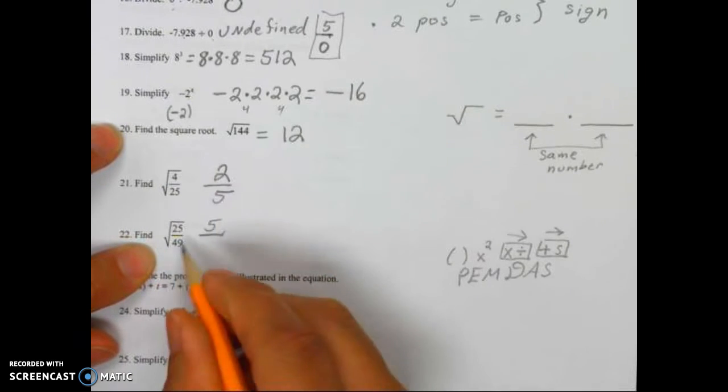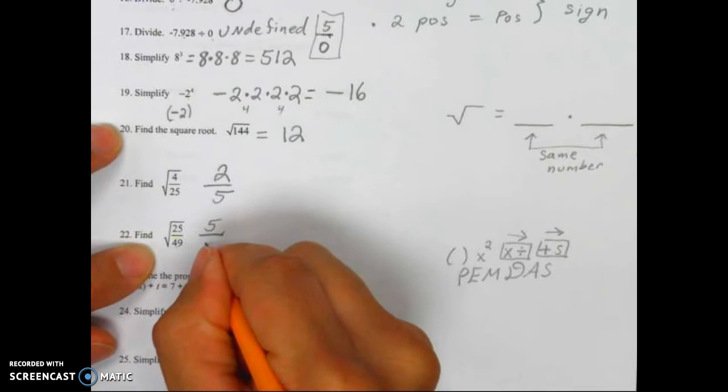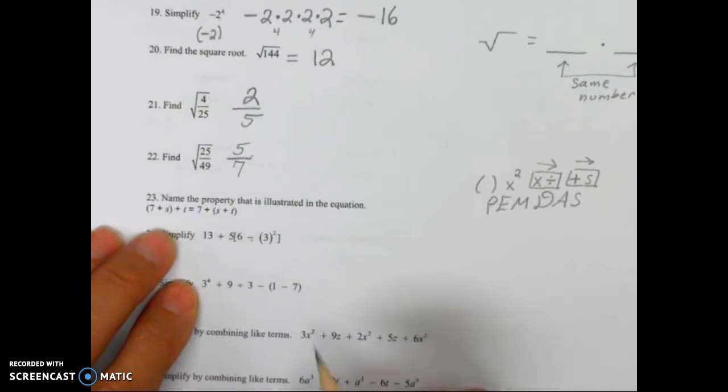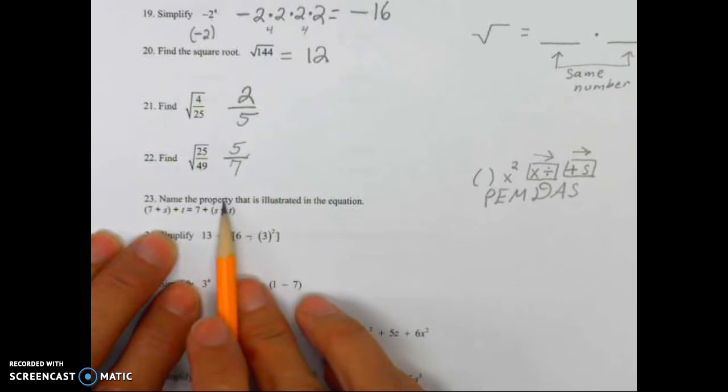5. And what number makes 49? 7 times 7. All right, so you see how they're just the same number repeating twice. All right, now we have to get down to our properties. You have to know your properties a little bit.